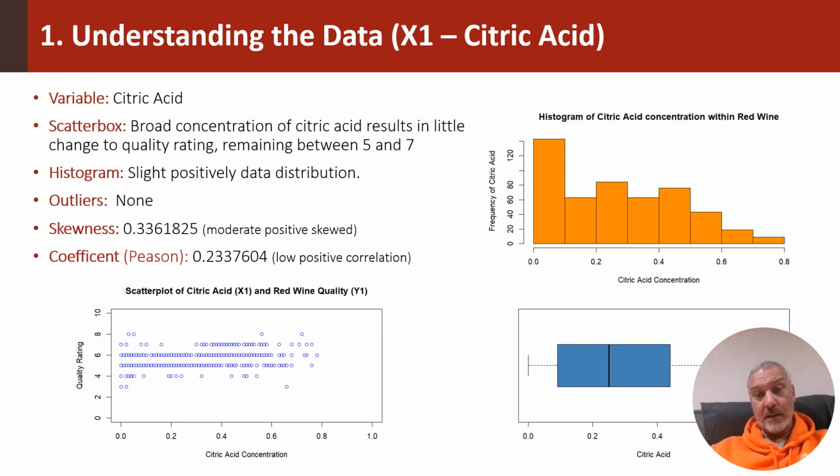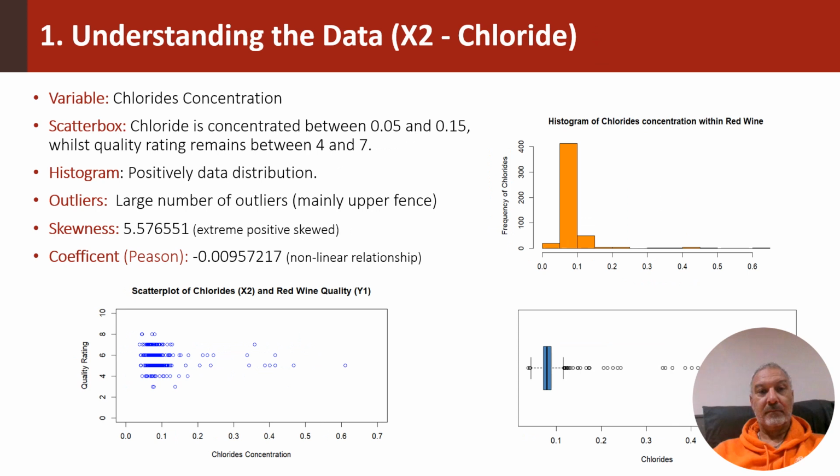Starting with citric acid, it is positively skewed with a mean slightly higher than the median. There are no outliers present. However, there is a moderate skewness noticed and a positive correlation between citric acid and red wine quality.